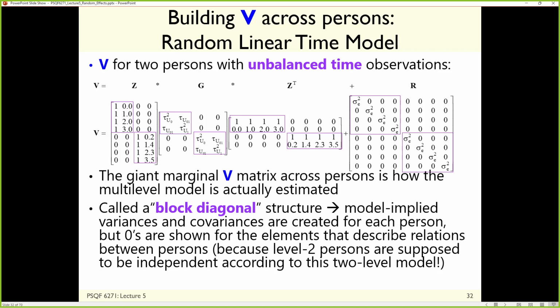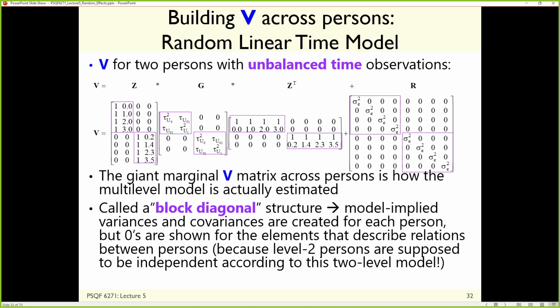Trying to identify each person. Say that again? I'm just trying to identify each person's data set. Each person, yes. But what are we saying across people with all of these zeros stuck everywhere? They are independent. So in terms of what our model is assuming, we are focusing entirely on how people affect the dependency over time. People are independent according to this model.